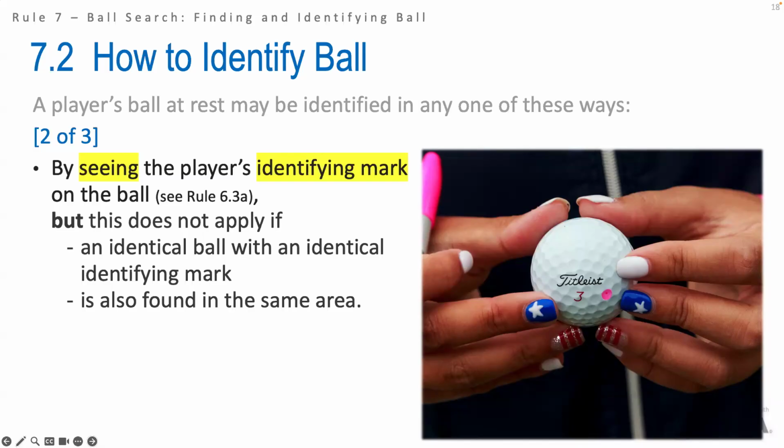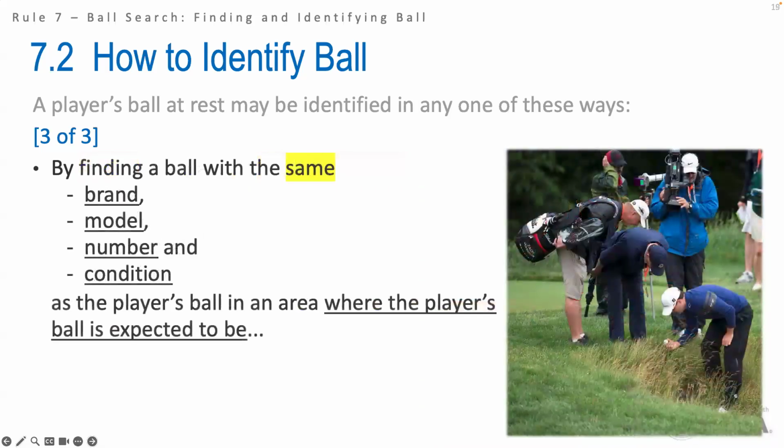But again, the rules say a player should put an identifying mark on the ball to be played. This isn't a must situation, but as always, it's a great idea to at least put some sort of mark on your golf ball when you're out there playing, because you do want to make sure that it indeed is yours before you play it. The third way is by finding a ball with the same brand, model, number, and condition as the player's ball in an area where the player's ball is expected to be.